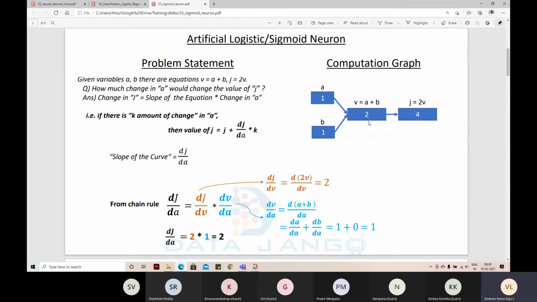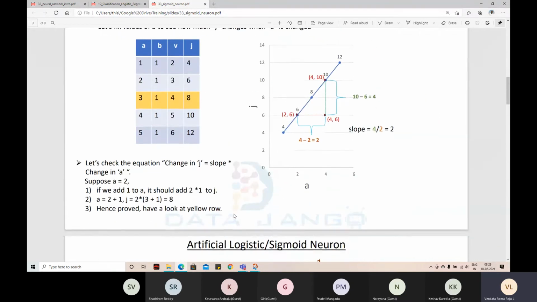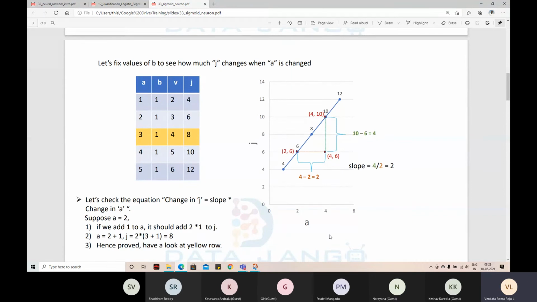dj by dv is equal to 2, and dv by dA is equal to 1. dv by dA is 1 because it is dA by dA plus db by dA, and b is a constant when taking a derivative with respect to a. So this is 1, this is 2, we multiplied, and we got 2. The same thing is evident here, when I took the data, plotted it, and found the slope. Got it?